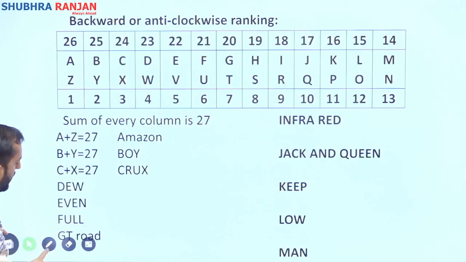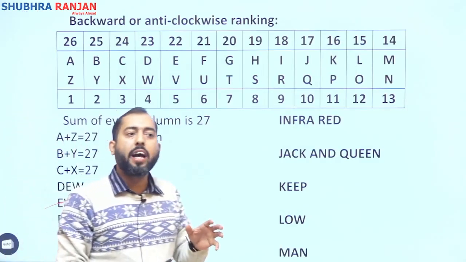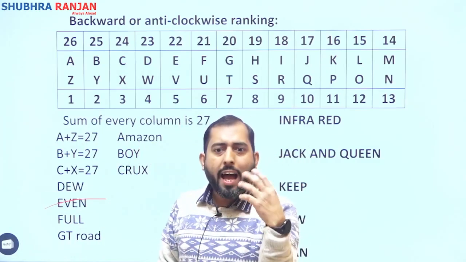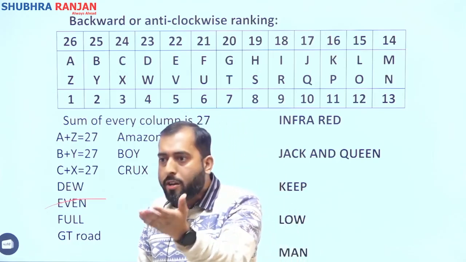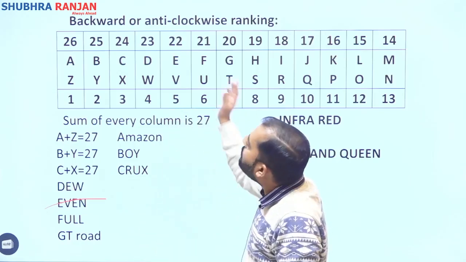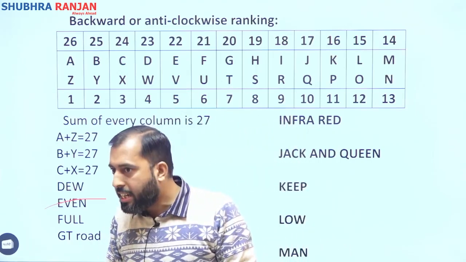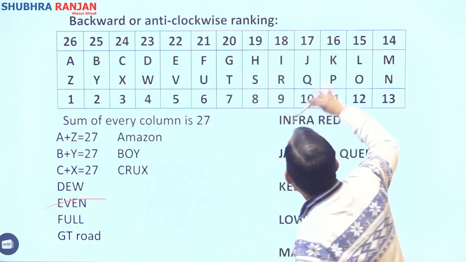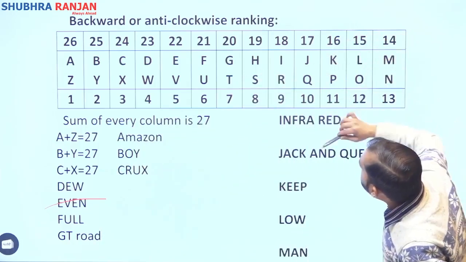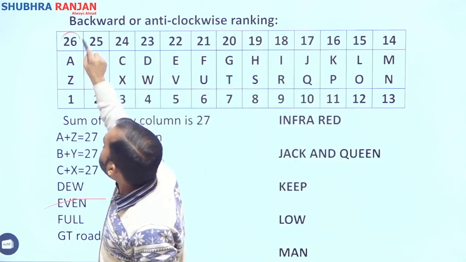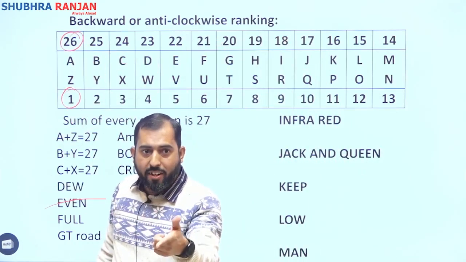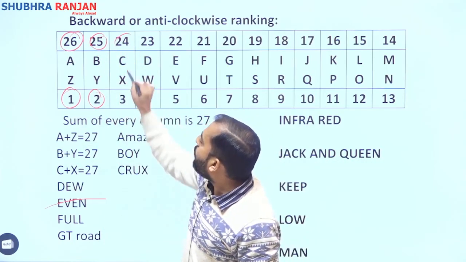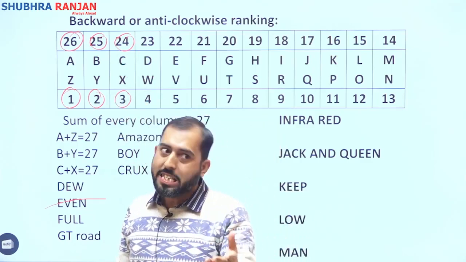Now, sir, we have memorized the position of all the letters in a forward wise manner. Do I have to keep some more tricks in my mind to remember their backward wise positions? Is there any need? Actually, there is no need. Let me tell you why. So there is a reason. See, if you pay attention to these columns and these pairs, 26 and 1 is 27, right? 25 and 2 is 27. 24 and 3 is 27.